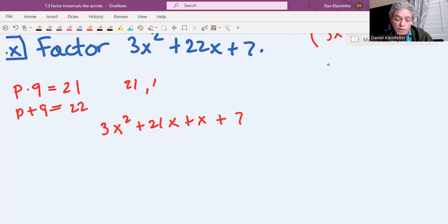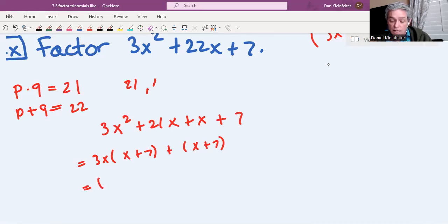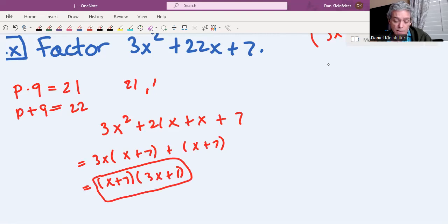Taking a look at the first two terms, the common factor is 3x. We'll factor that out. That leaves x plus 7. Our second two terms are just x plus 7. So depending on how much you like factoring by grouping, determine how much you like this section really. We have a sum of two terms, each of which has x plus 7 as a common factor. We factor that out. That leaves us with 3x plus 1. Okay, and that will do it.